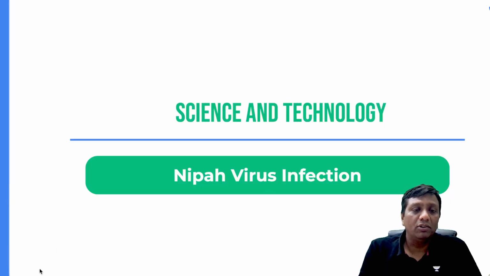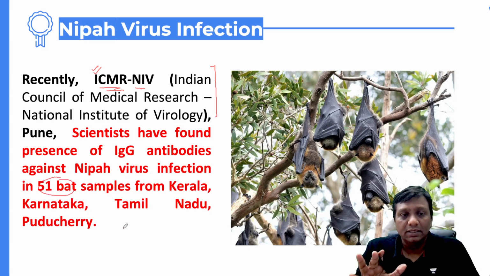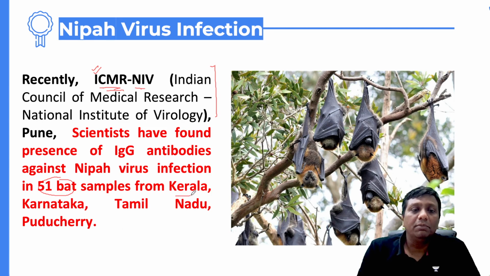Science and technology based topic, Nipah virus infection. What are the recent updates? I'll try to discuss with you. As I said, ICMR and NIV. ICMR is the Indian Council of Medical Research, NIV is the National Institute of Virology, Pune. These two have studied around 50 to 51 bat samples, using the blood samples of bats. These samples were collected from the Kerala, Karnataka, Tamil Nadu and Puducherry areas.